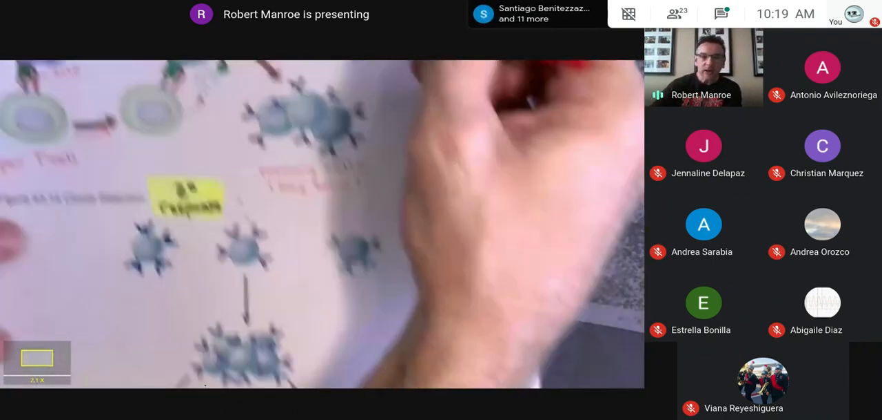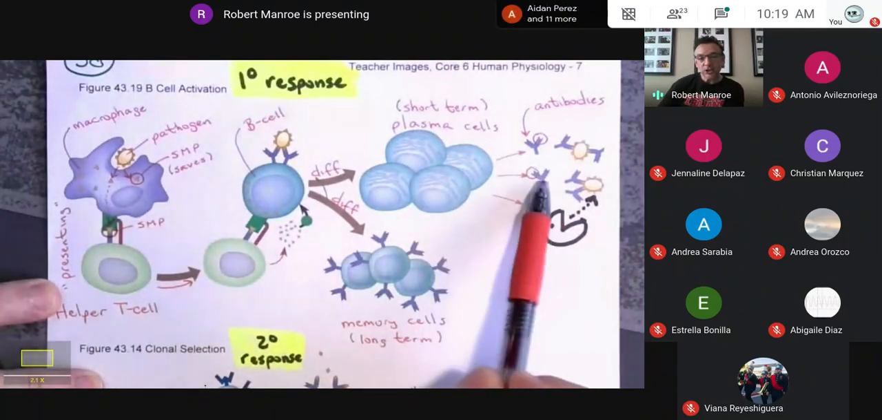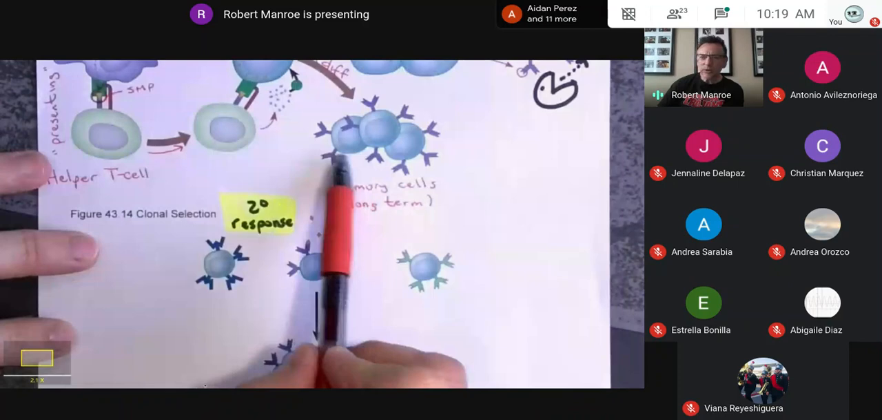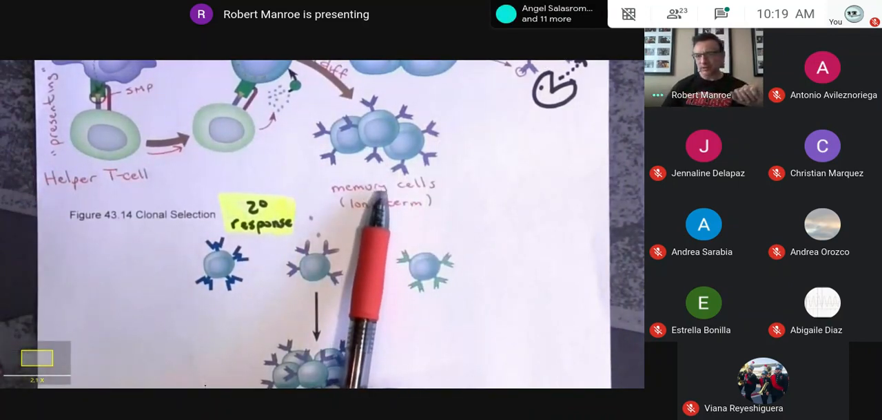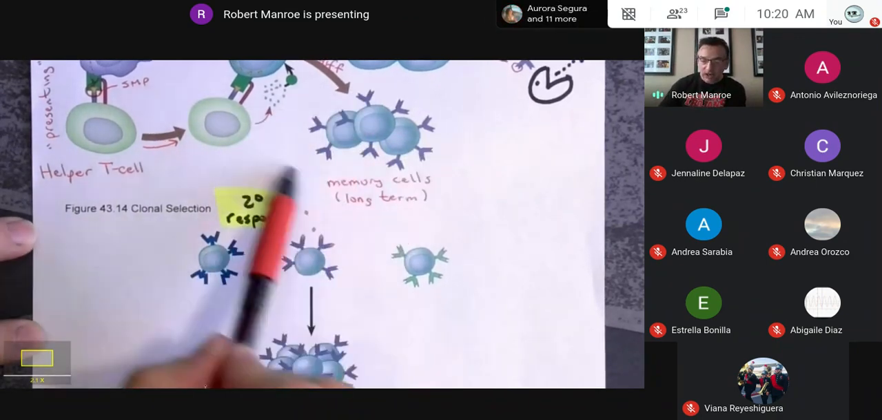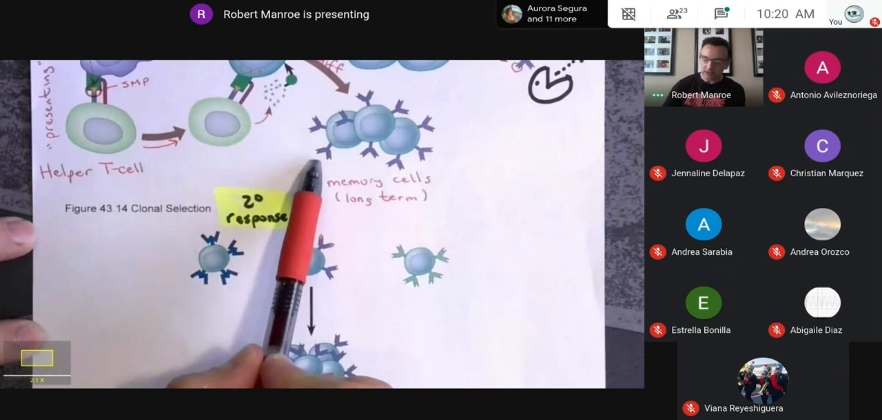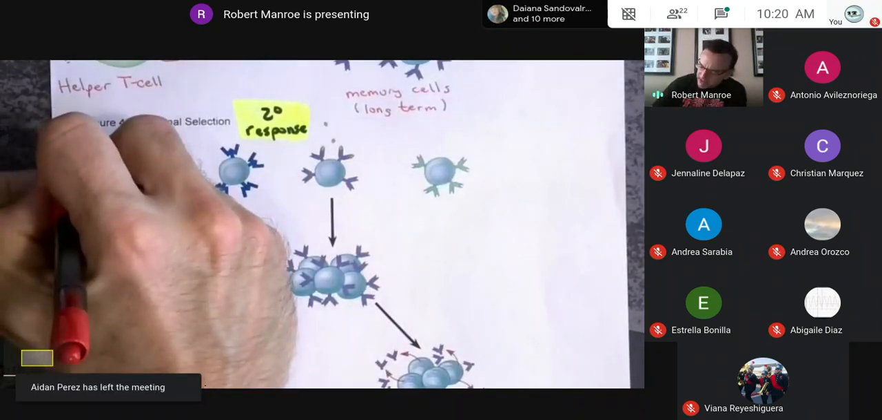So earlier here on the primary response, we tend to focus on the short-term cells, and we don't really focus on the long-term cells. We just say they make memory cells, okay? Secondary response is totally based on these memory cells, okay? So what these three are is these are all memory cells.